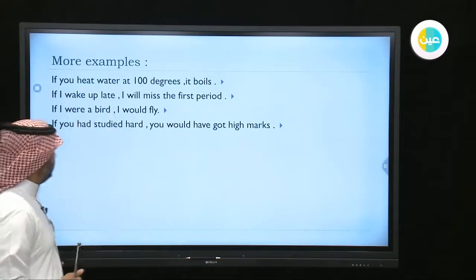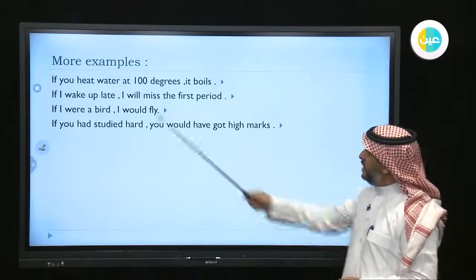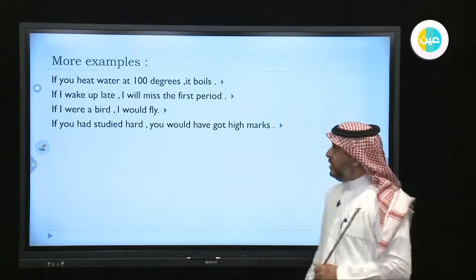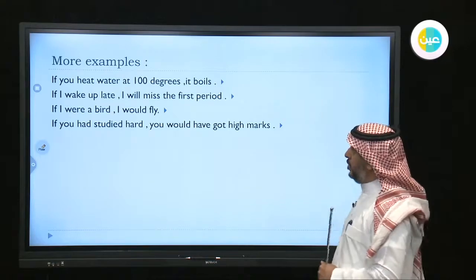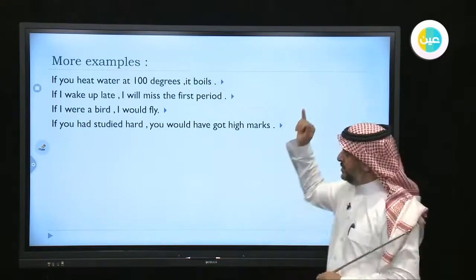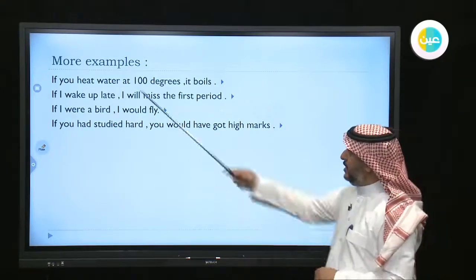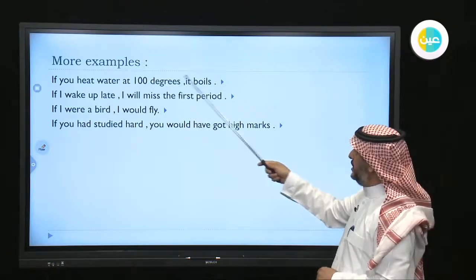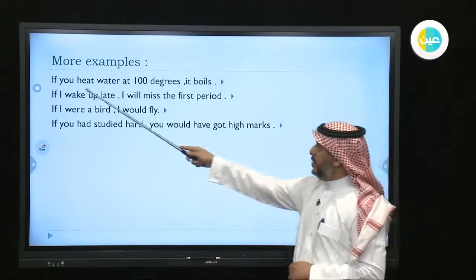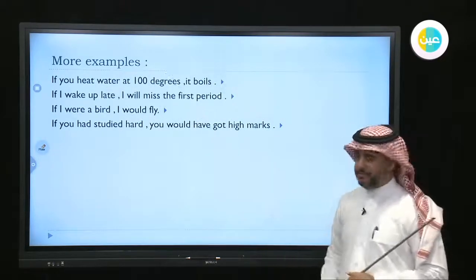Read number one. Who can read number one? Of course, read number one. If you heat water at 100 degrees, it boils. This is the zero conditional. It's a fact. I can change the order: water boils if you heat it at 100 degrees.